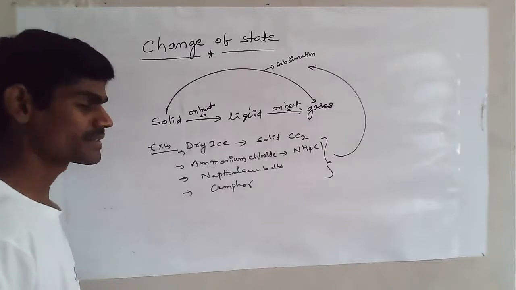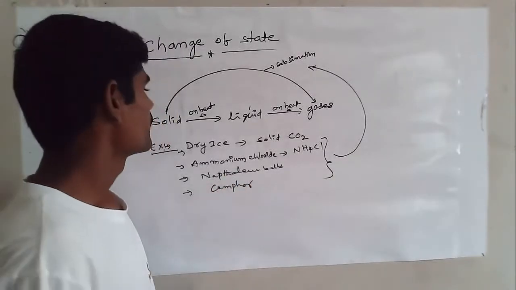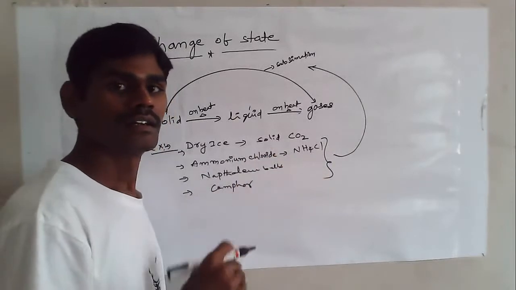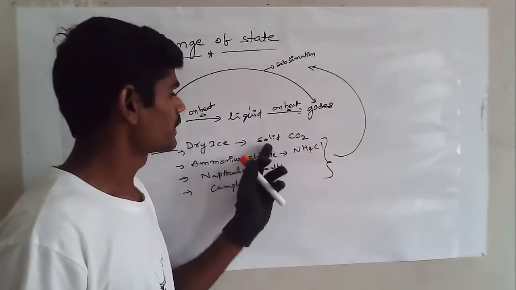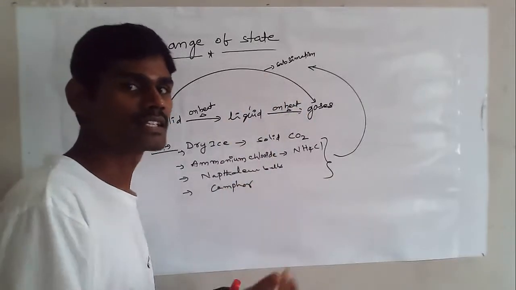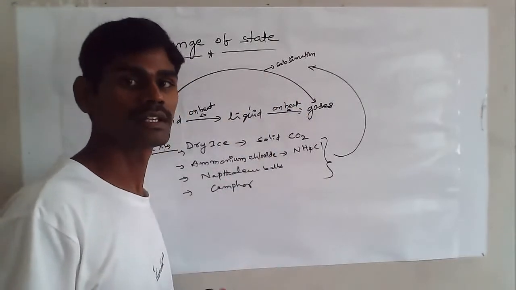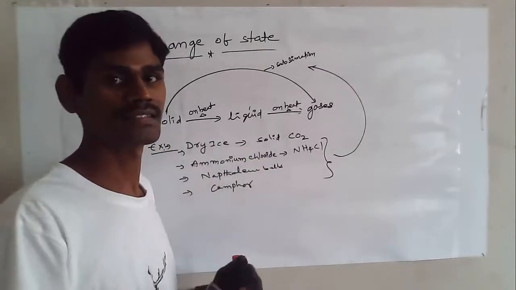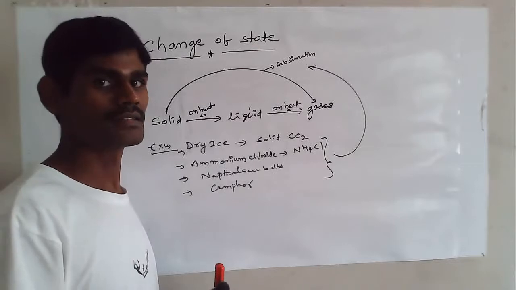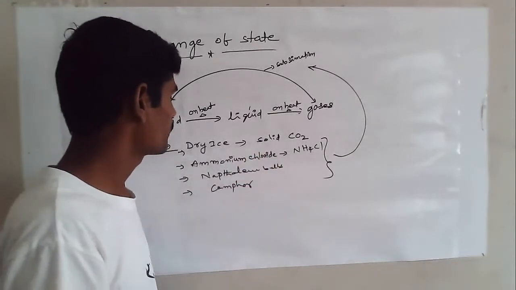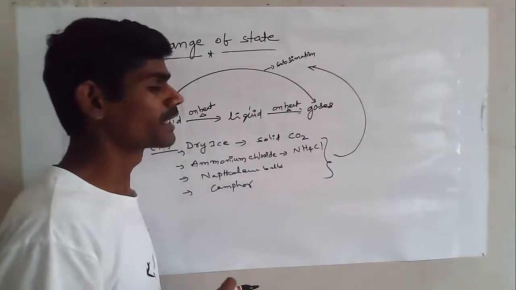When we keep dry ice in an open system at room temperature, dry ice is directly converted into gaseous state. When the temperature rises from 0 degrees Celsius to 25 degrees Celsius, the solid carbon dioxide directly converts into gaseous state. Okay, this is a common process in nature. The second one is ammonium chloride, naphthalene balls and camphor.